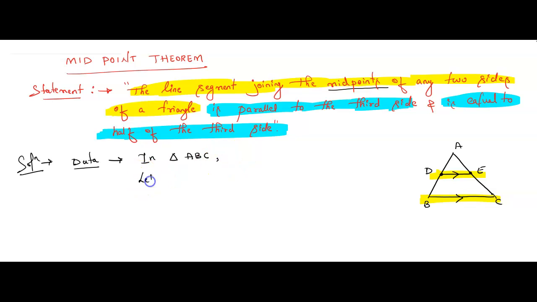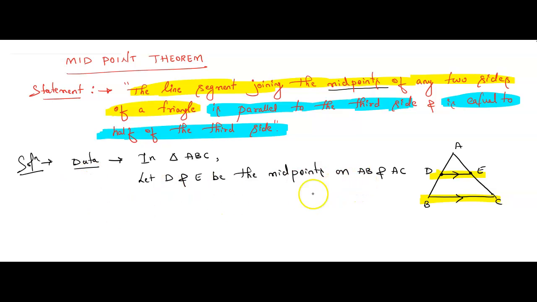let D and E be the midpoints on AB and AC. Shall we write, children? In triangle ABC, we are assuming D is the midpoint of AB, and E is the midpoint of AC. Shall we take this as data? Correct, no children? Yes.